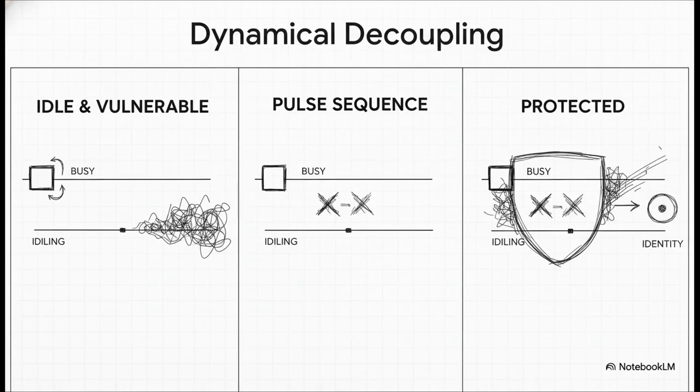The transpiler scheduler can spot these idle times and cleverly stick in a special sequence of extra pulses. These pulses don't change the final answer. They just cancel each other out, but they act like a shield. They're constantly refocusing the qubit, kind of shaking off all that environmental noise.